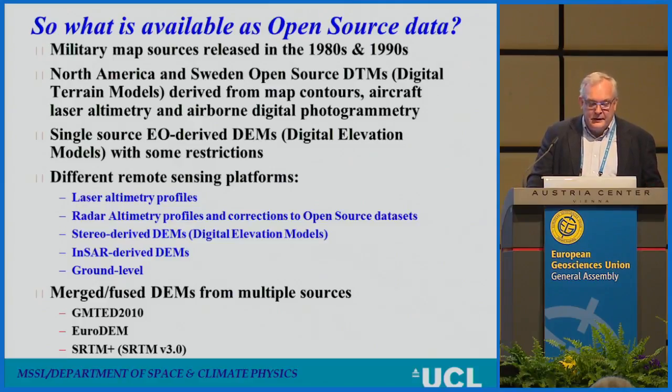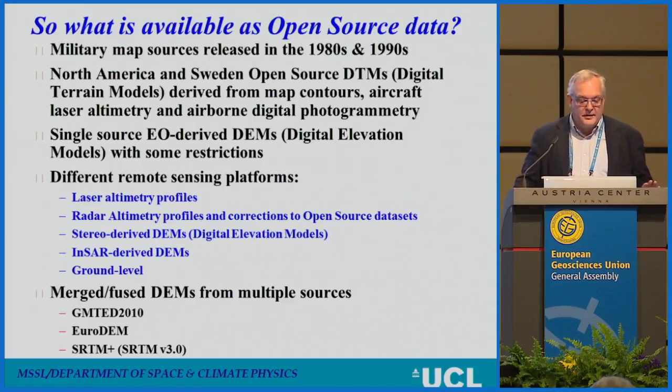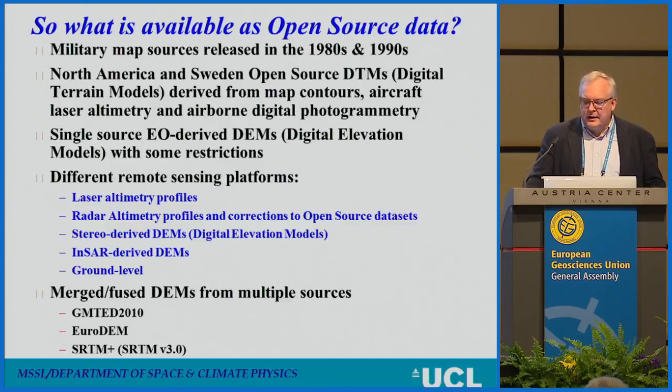So it started in the 1980s. In fact, it started before the end of the Cold War. The military map sources were released without any quantification of the accuracy. And in the 1990s, another set of military information was released, downscaled. Certain countries, Canada now, as well as the United States and Mexico, and the only country in Europe, I'm afraid, is Sweden, have an open source policy towards elevation information.